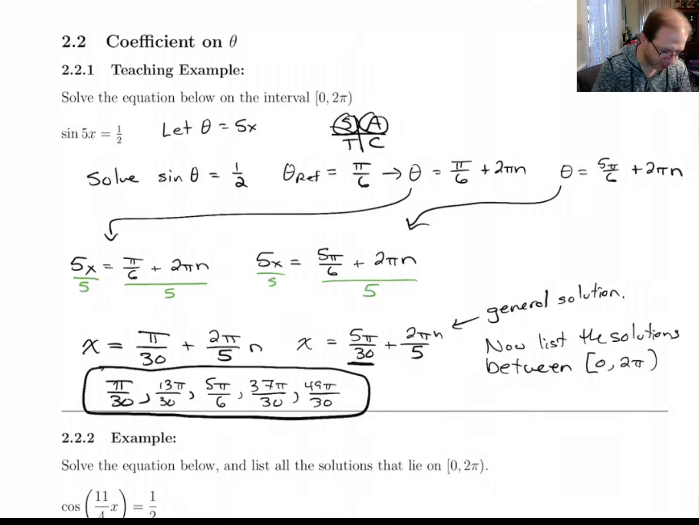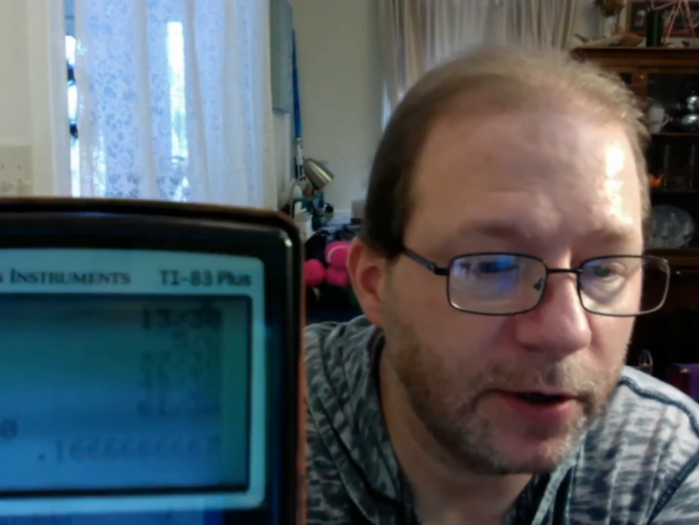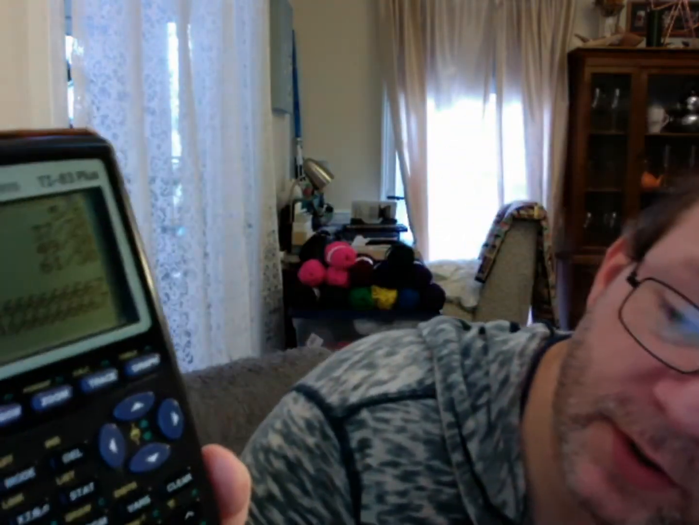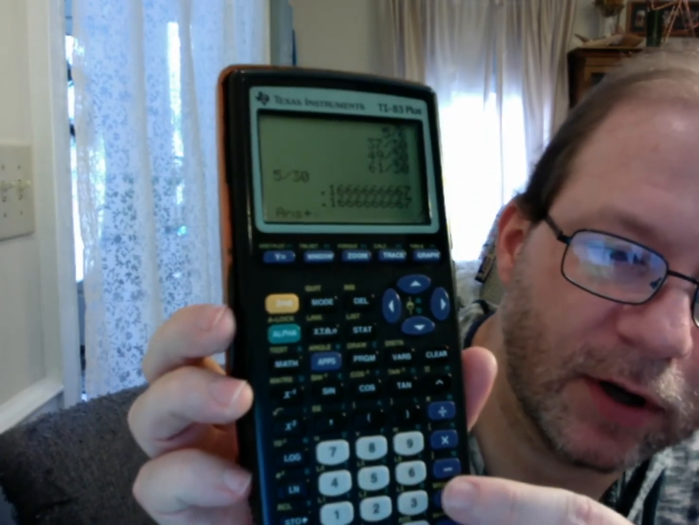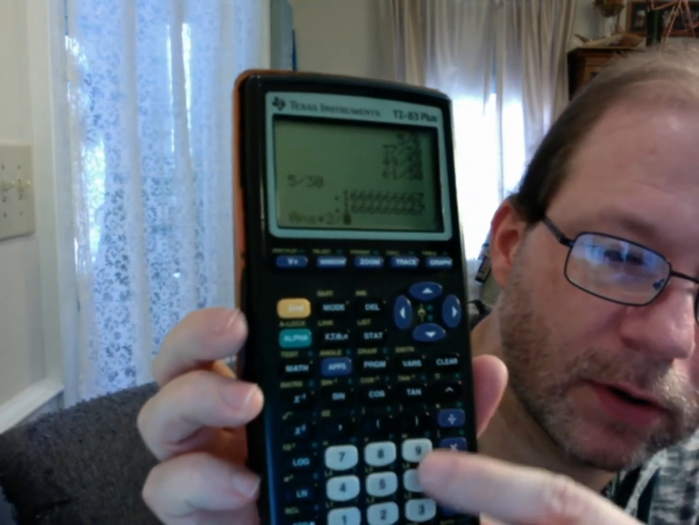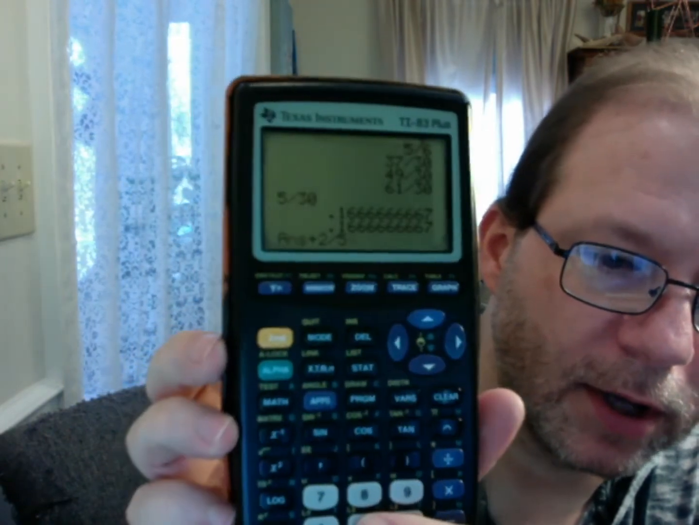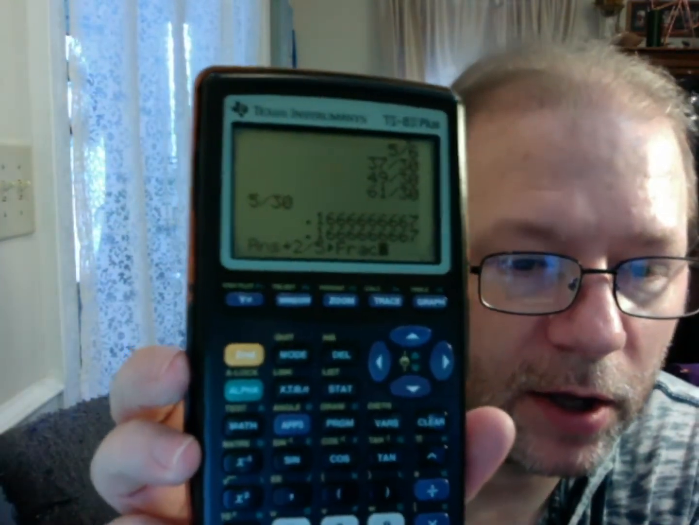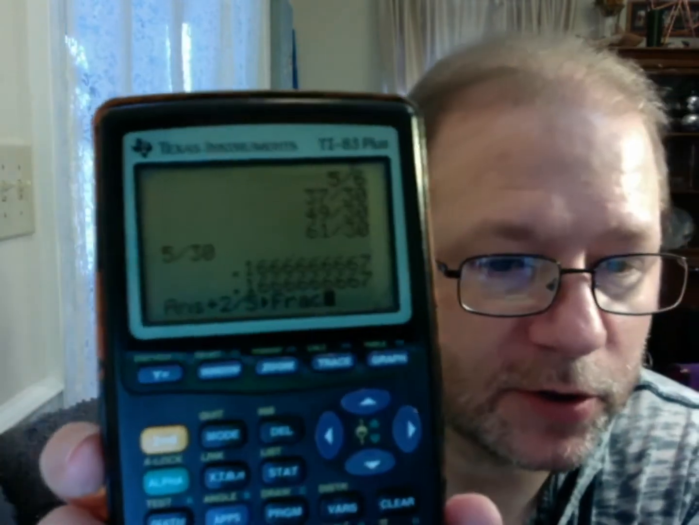Now 5 pi over 30, I'm going to do the same thing. I'm going to try to do this where you can see it. So I'm going to put in 5 over 30, hit enter. That gives me this. Then I'm just going to do plus 2/5, and then math frac. So math, and then 1 for frac. And when I hit enter, this is going to give me all the other solutions.